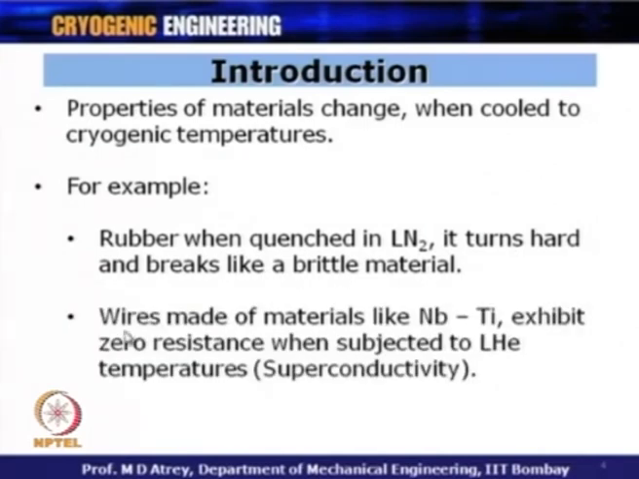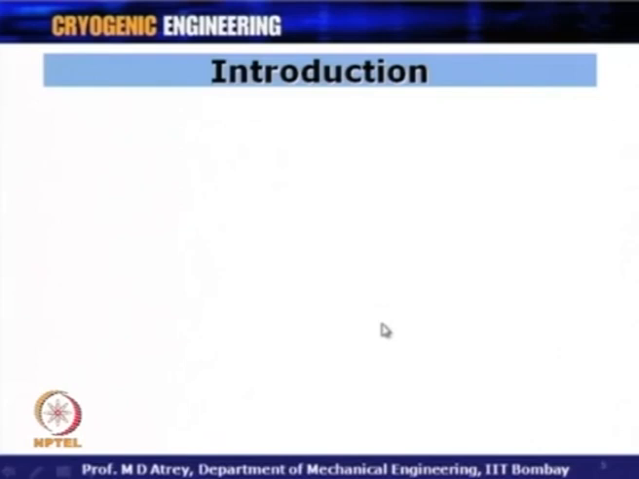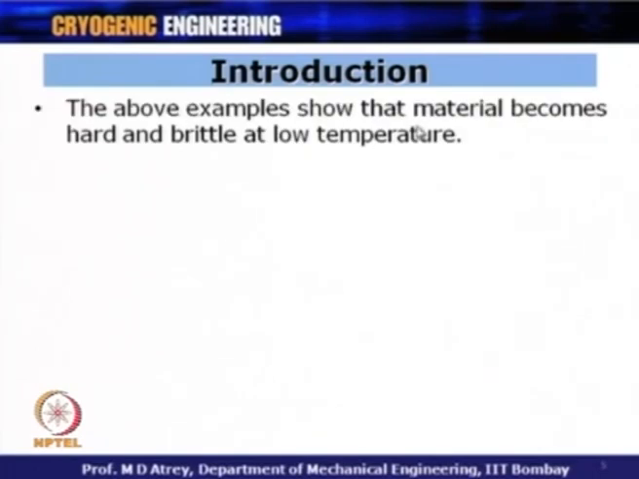We can also see, in another experiment which we have not done yet, that wires made of material like niobium titanium exhibit zero resistance when subjected to liquid helium temperature. That means this wire becomes a superconducting wire. It shows R is equal to 0, I squared R is equal to 0, that is, no Joule heating. These are very important changes that happen in these materials.